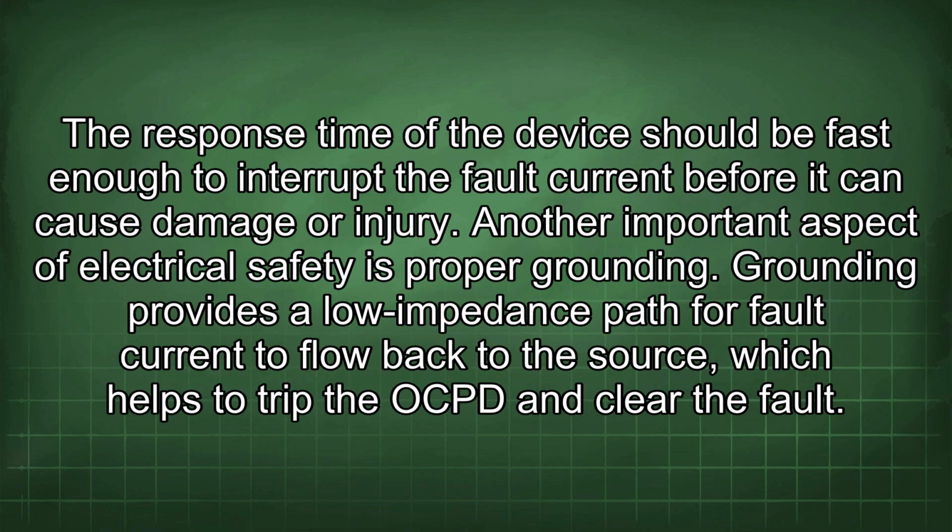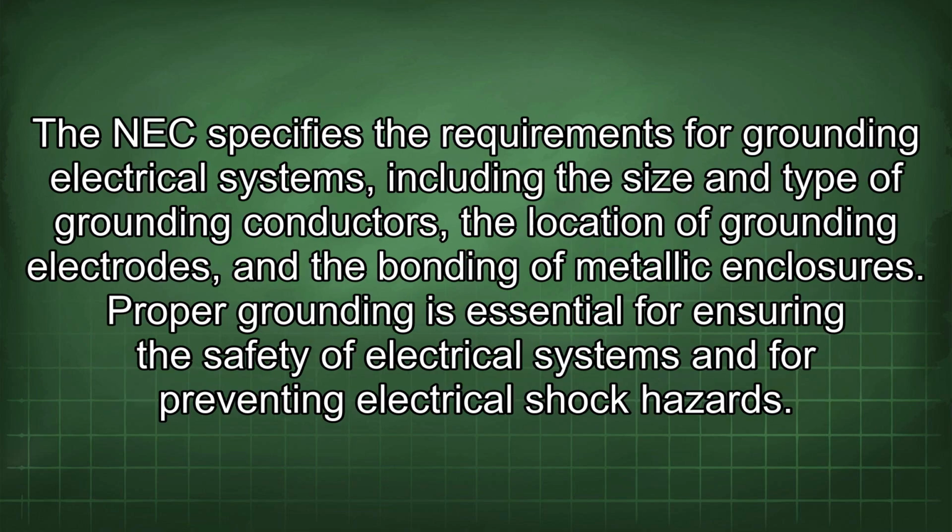Grounding provides a low impedance path for fault current to flow back to the source, which helps to trip the OCP and clear the fault. The NEC specifies the requirements for grounding electrical systems, including the size and type of grounding conductors, the location of grounding electrodes, and the bonding of metallic enclosures. Proper grounding is essential for ensuring the safety of electrical systems and for preventing electrical shock hazards.